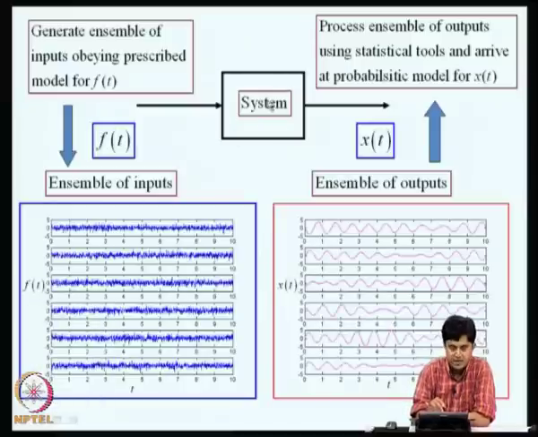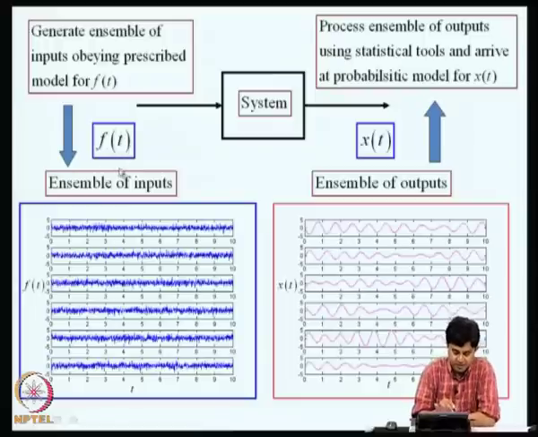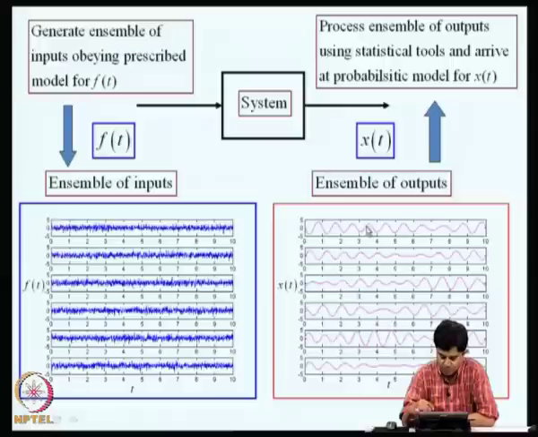This is the dynamical system which is excited by random excitation. So, there is an ensemble of excitations and a complete description of f of t is assumed to be available, and based on that, using methods that we have already discussed, we can generate an ensemble of time histories, samples of f of t, which are compatible with the given probabilistic description of f of t.